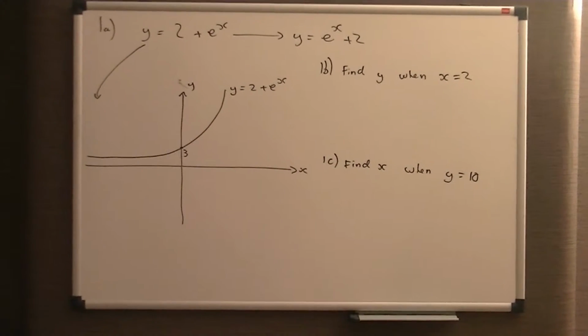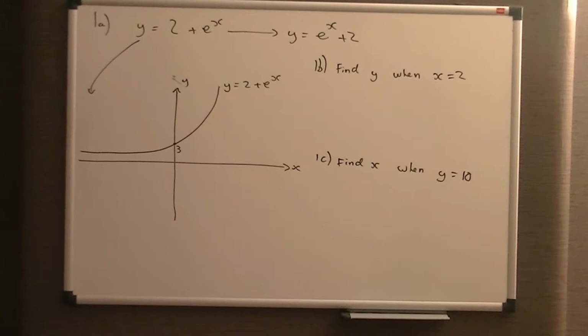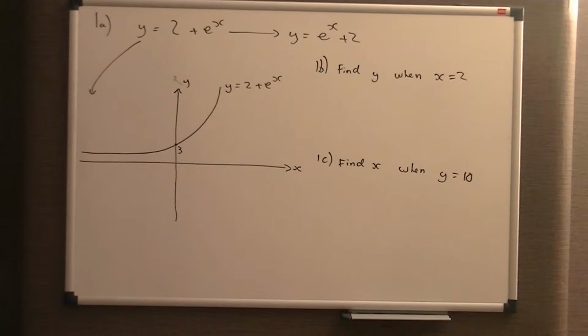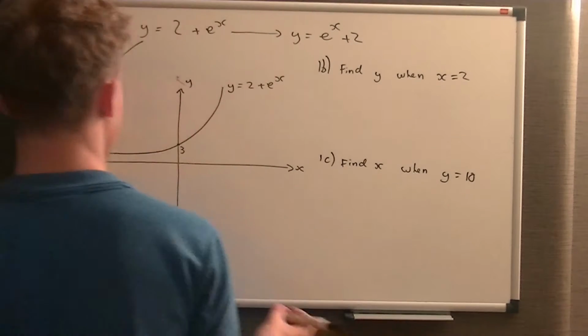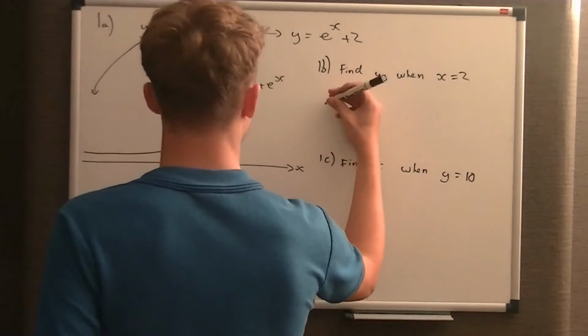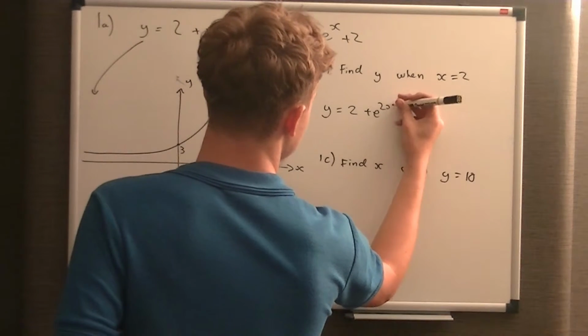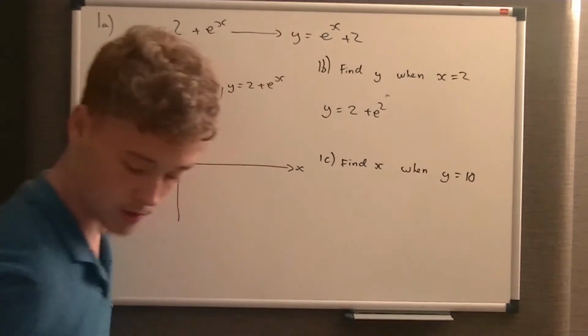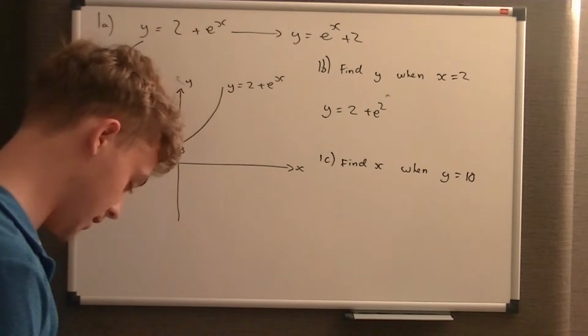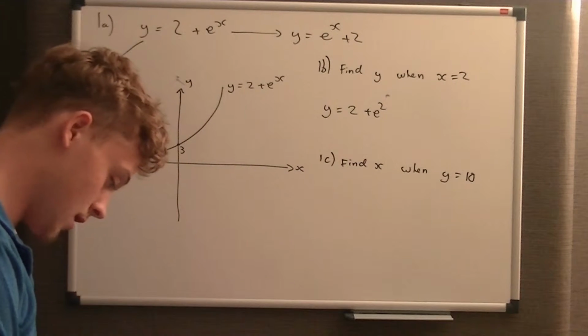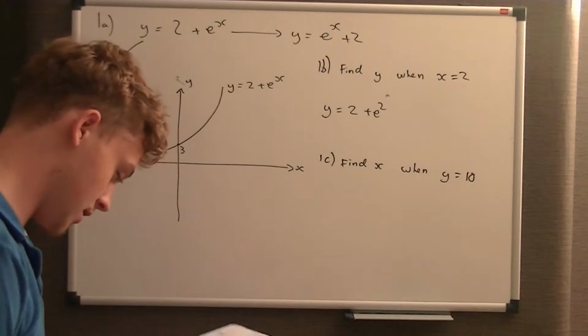Right, welcome back if you've had a go. So anyway, we were saying to find the value of y when x is 2. That's a fairly simple one. It's just y equals 2 plus e to the power of 2x. So if we just simply type in our calculator, 2 plus shift e to the power 2.